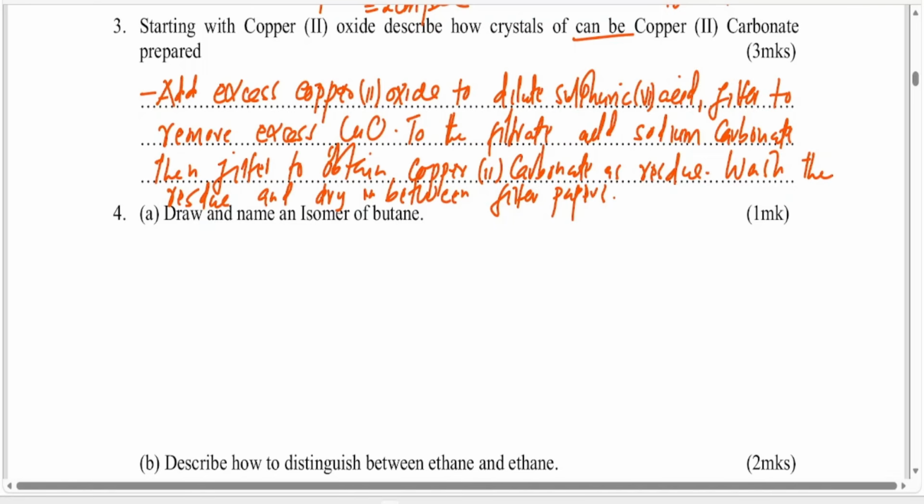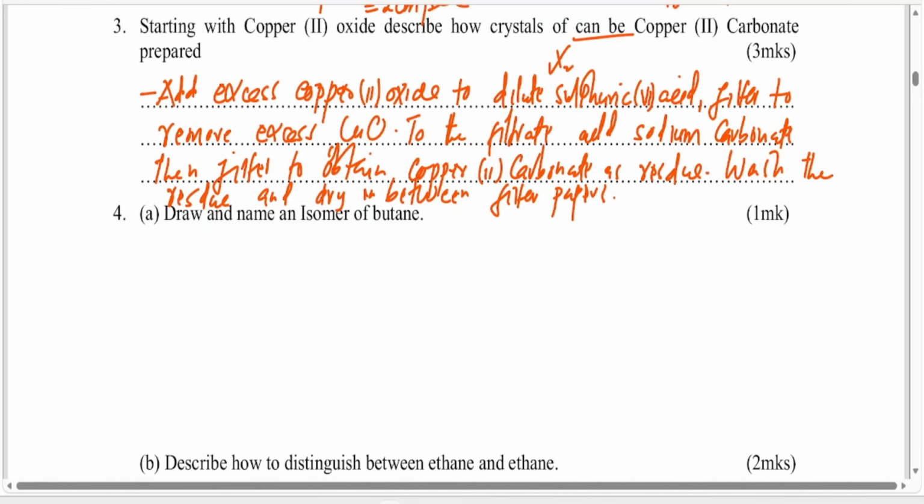Remember, we add excess copper 2 oxide to dilute sulfuric 6 acid, that is to prepare a solution of copper sulfate, and then from there we filter to remove excess copper oxide that has not reacted. We add to the filtrate sodium carbonate, and then after they have reacted, we filter because there is precipitation occurring, to obtain copper 2 carbonate as residue, and then we wash and dry it in between filter papers.